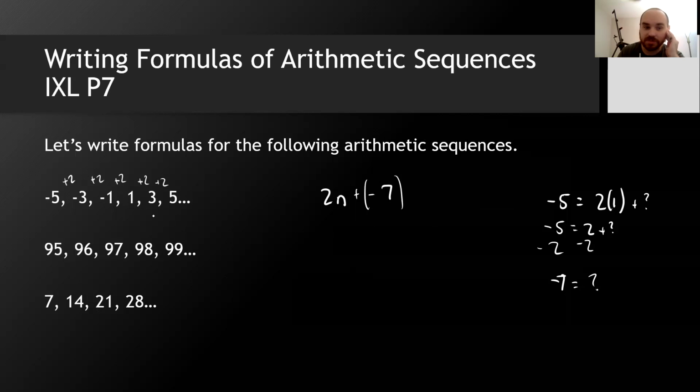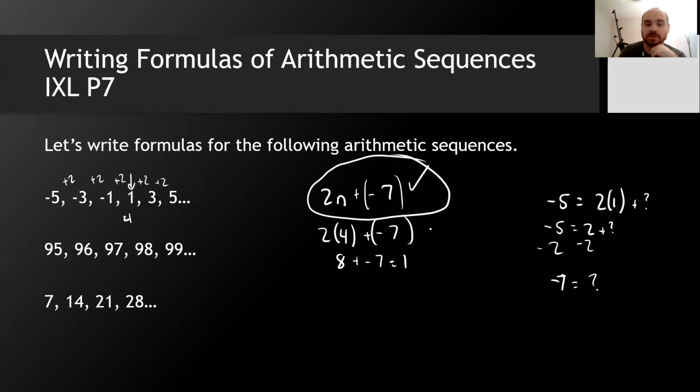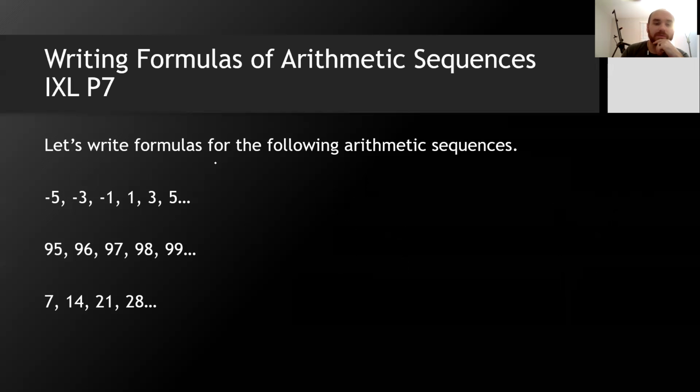Now, once I have a formula, I can be done, but I can also go back and check it against some of the terms. So let's look at this. The fourth term is 1. So if I plug in 4 for n, I should be able to get 1. So I have 2 times 4 plus -7. 2 times 4 is 8. 8 plus -7 is in fact 1, which is what I'm supposed to have. So this formula checks out. So right there, 2n plus -7. We can also write this as 2n minus 7. Either one of those works.